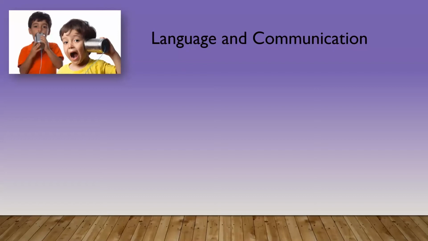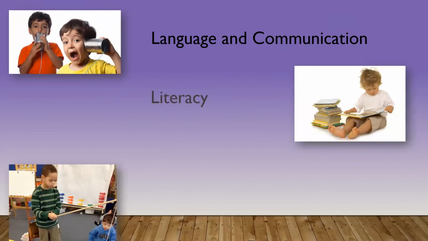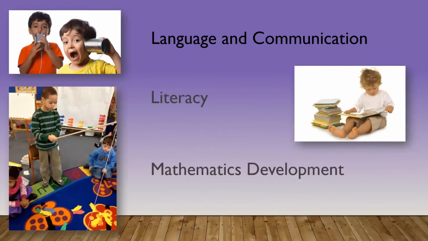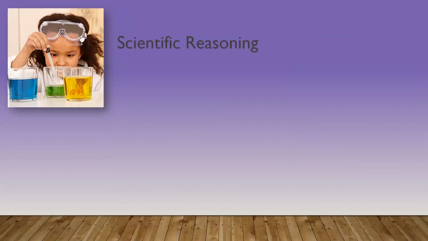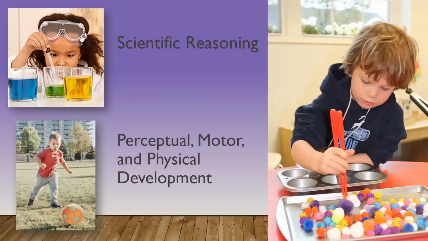Okay, so the rest of the domains that we would find in the ELOF are language and communication, literacy, and mathematics development, scientific reasoning, and perceptual, motor, and physical development. When you have a chance, please go through each one of these domains and get familiar with all of the different developmental progressions and indicators for each of the goals.